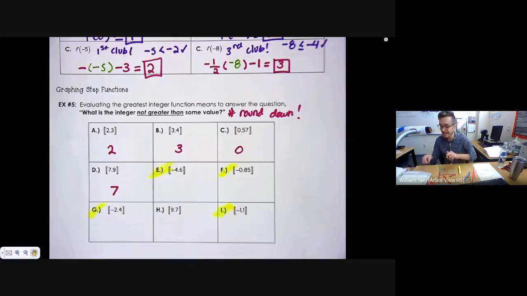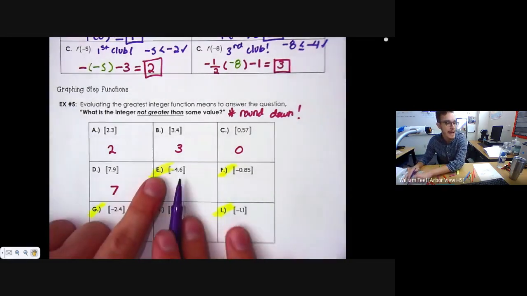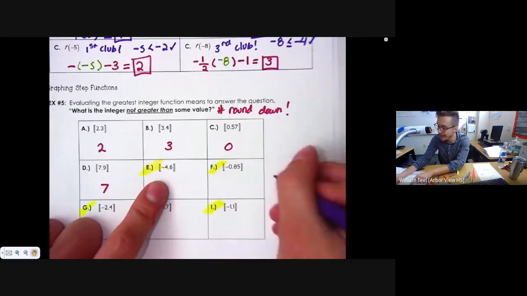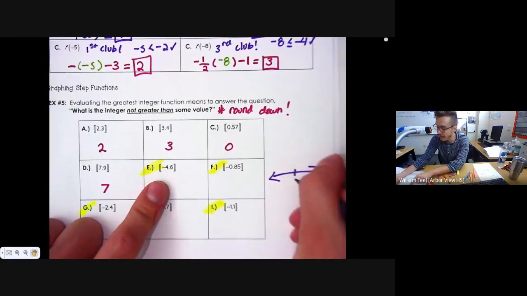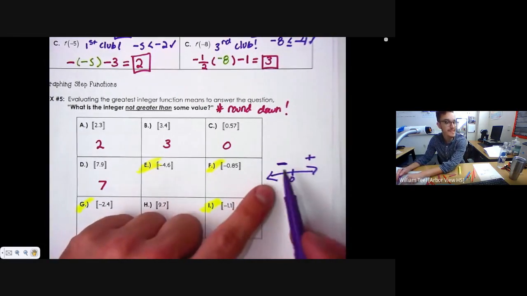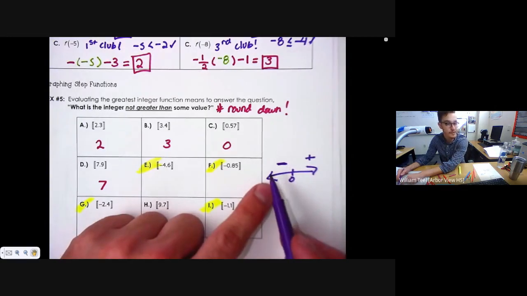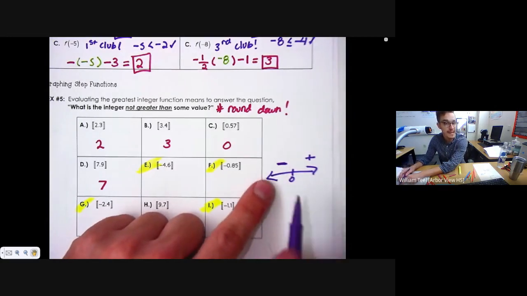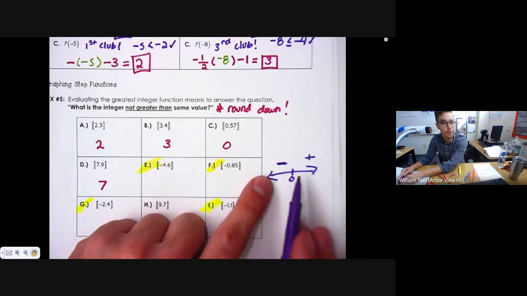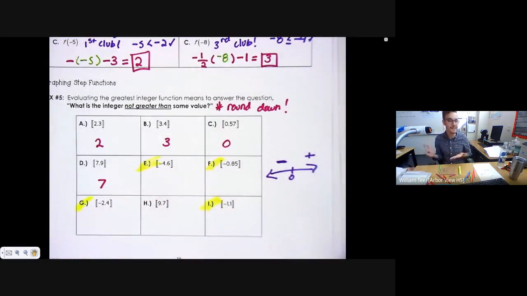Because there are negatives. I want you to think about the number line when you are doing these greatest integer functions. If we are looking at the number line, we have 0 in the middle, positive numbers on the right, negative numbers on the left. We know that all of the numbers to the left are going to be the smaller numbers. So if we're comparing two numbers, the number that's more to the left is going to be the smaller number. The number that is more to the right is going to be the more positive number.